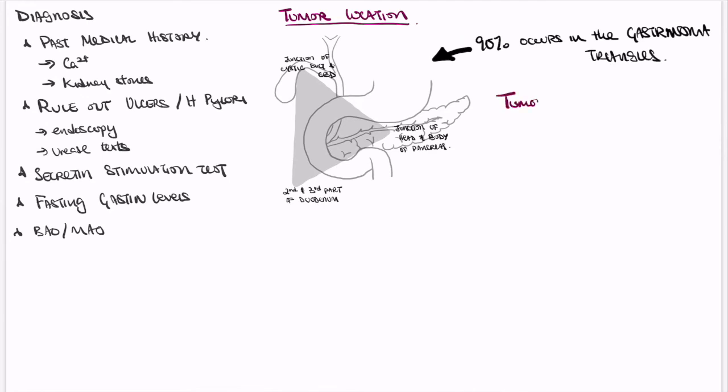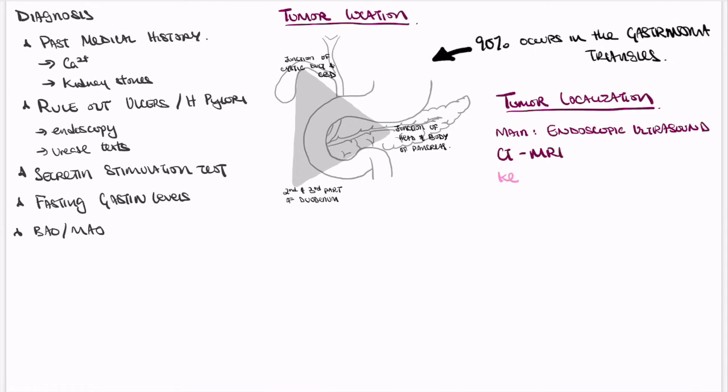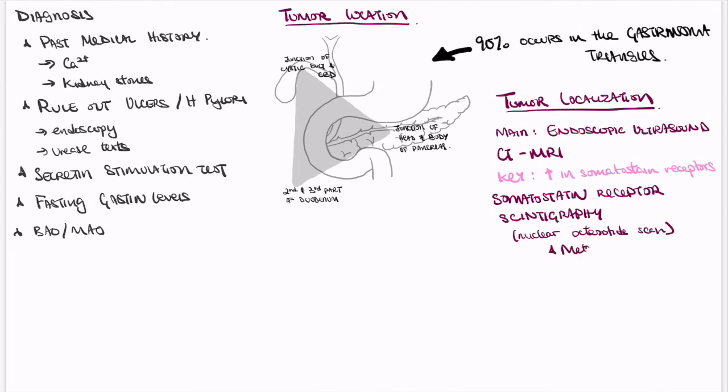So now that we know the location of the tumor, how do we find it? The main investigation is an endoscopic ultrasound, as it has a greater sensitivity in detecting small tumors. You can also do a CT and an MRI. An important pathology is that patients have a significant increase in somatostatin receptors. You can do a somatostatin receptor scintigraphy, a nuclear octreotide scan, which helps with checking for metastasis.